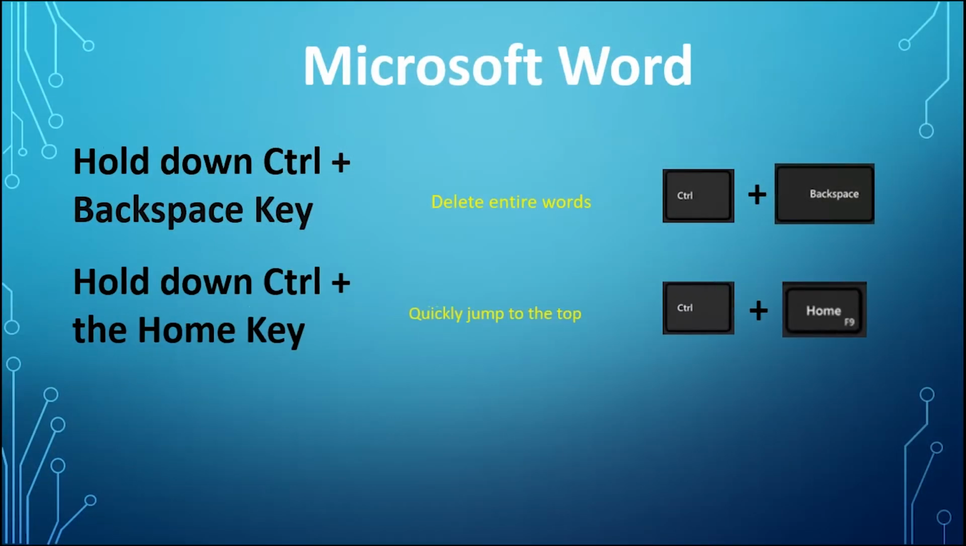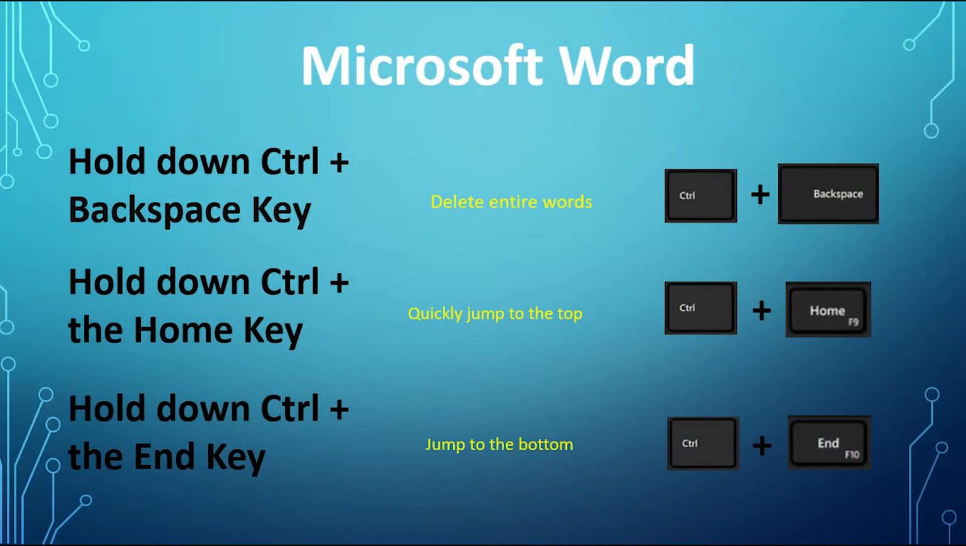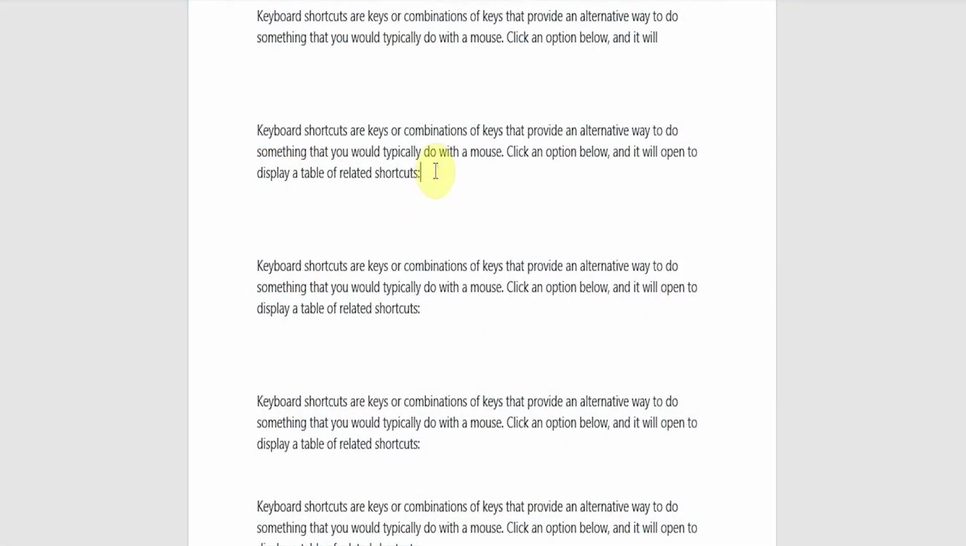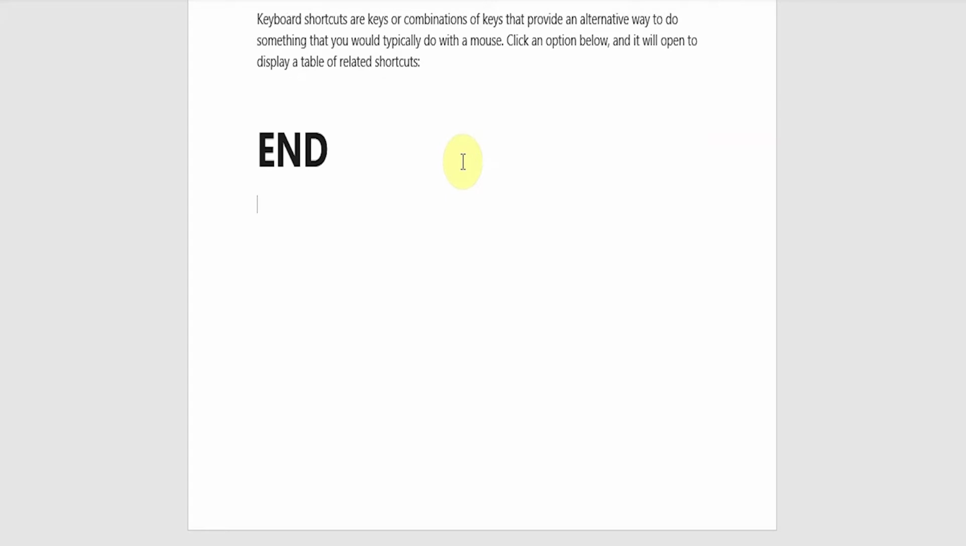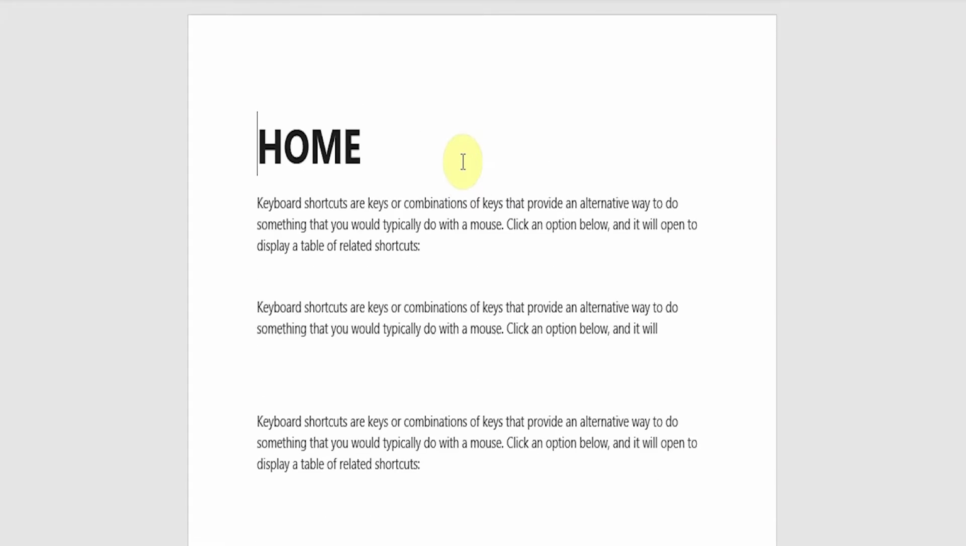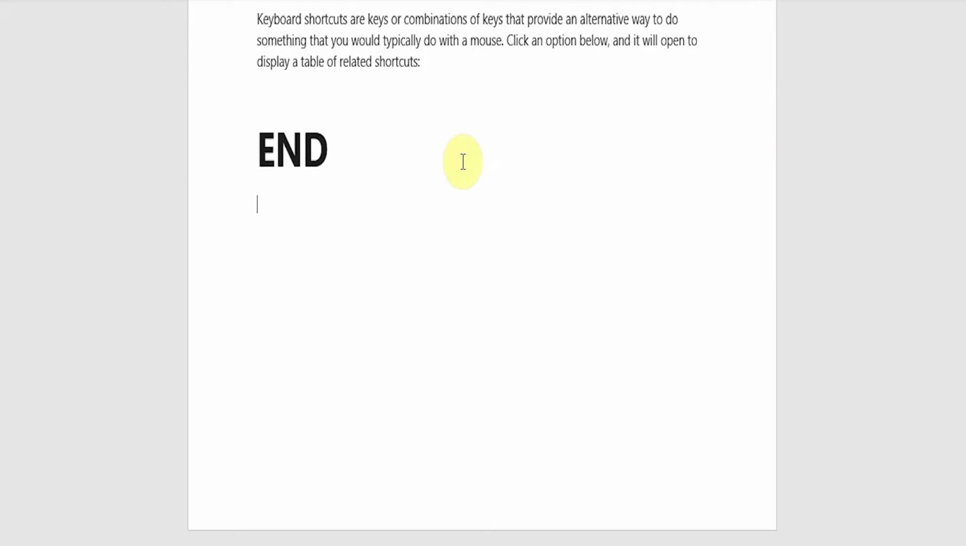Holding down Ctrl plus the Home key is a keyboard shortcut that moves the cursor to the beginning of the document. Also, Ctrl plus the End key moves the cursor to the end of the document. When you are in a Word document, to quickly jump to the top, hold down Ctrl and the Home key, like that. And holding down Ctrl and the End key will take you to the bottom of the document.